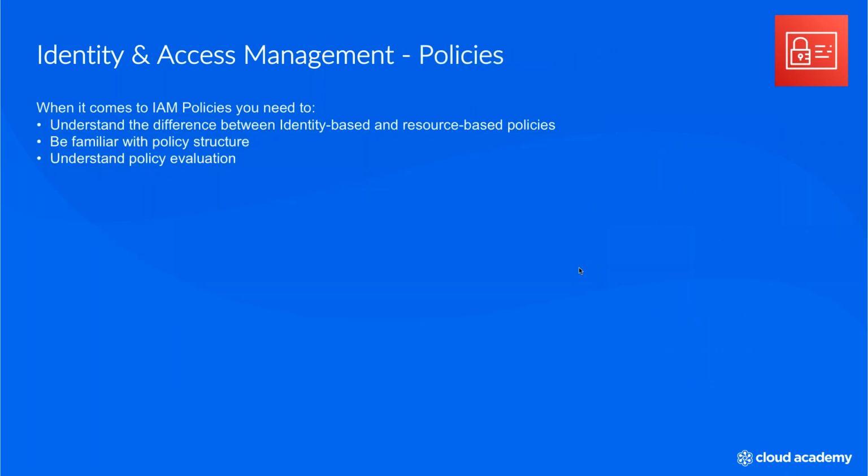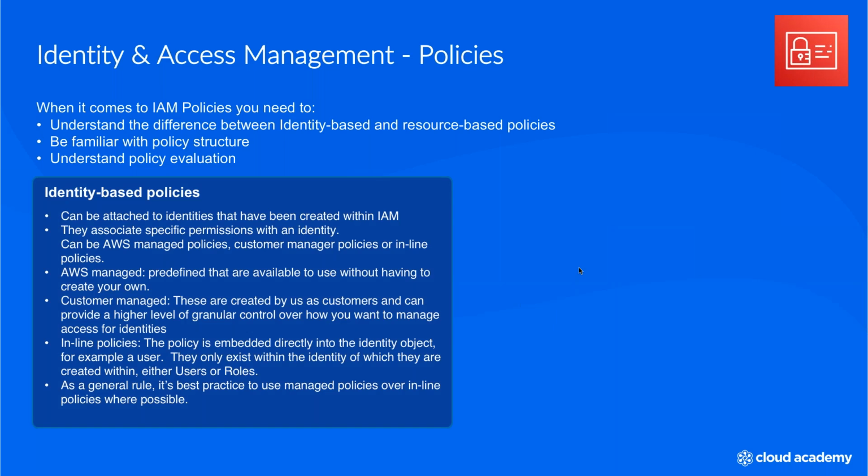Having an understanding of IAM policies is crucial. I would say not just for the developer associate certification, but pretty much for all of them. And there are 3 things you should definitely focus on. Firstly, you need to understand the difference between identity-based and resource-based policies, the general structure and parameters of an IAM policy, and how policy evaluation logic works. So let's take a look at them. Let's take a look at the first one.